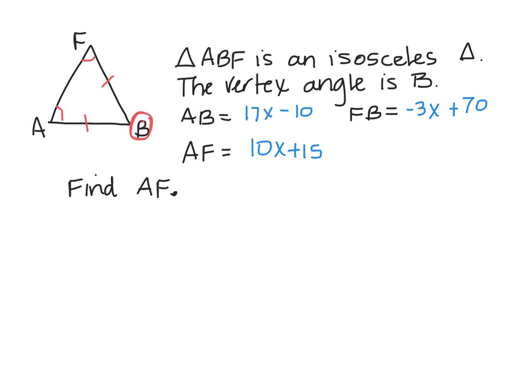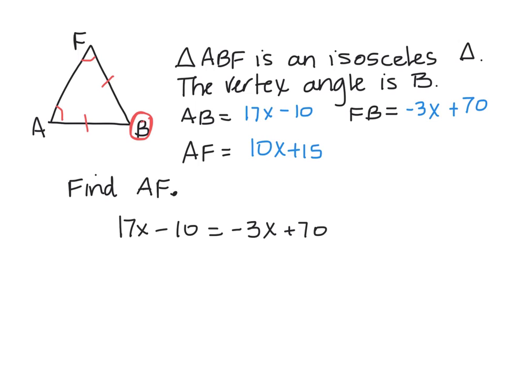Let's look at one more problem. So AB is 17x minus 10, FB is negative 3x plus 70, and AF is 10x plus 15. I want to find AF. Well, I can't really find AF yet because I don't have any idea what x is. I do know that AB and FB equal each other.